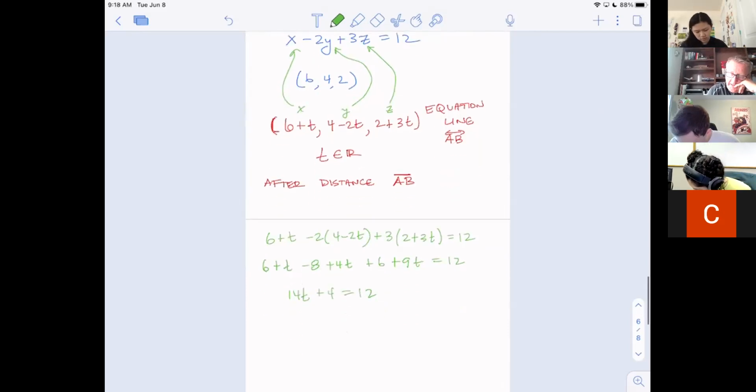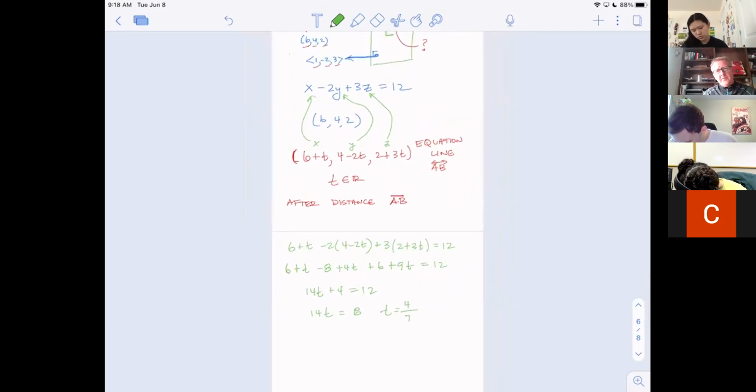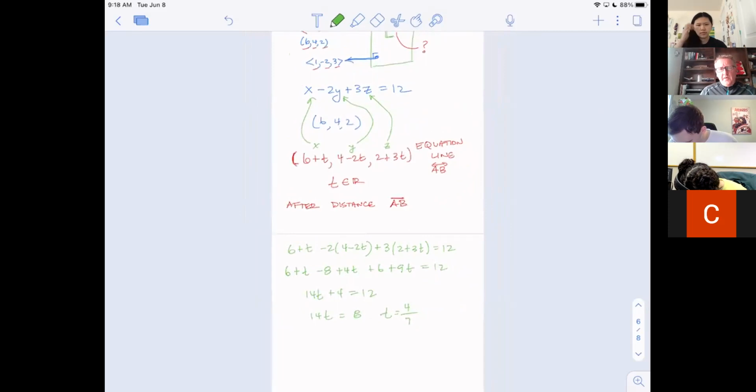And so we're well on our way now. I get 14t equals 12 minus 4, which is 8. And again, I don't get a nice whole number. I get 8 over 14, which is 4 over 7. So I get a t of 4 over 7. And again, this feels like a non-book problem, like somebody didn't put any thought into making this work out nice.